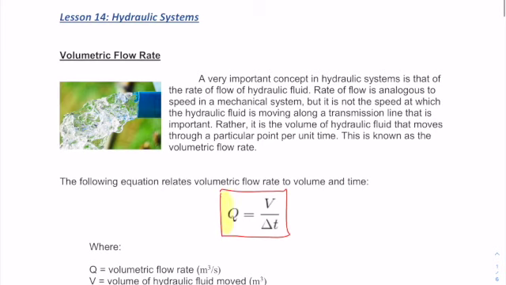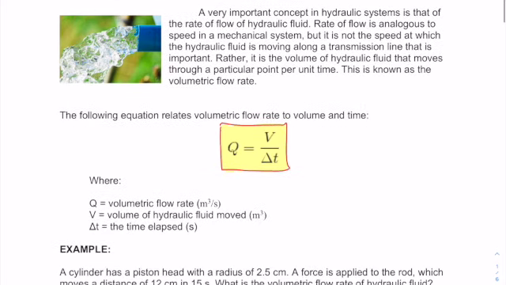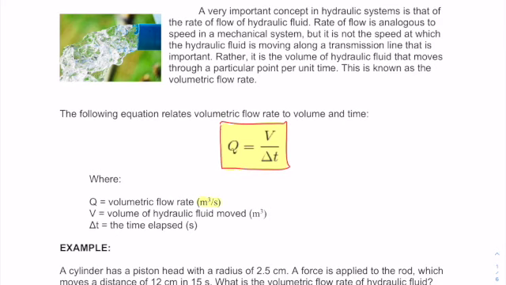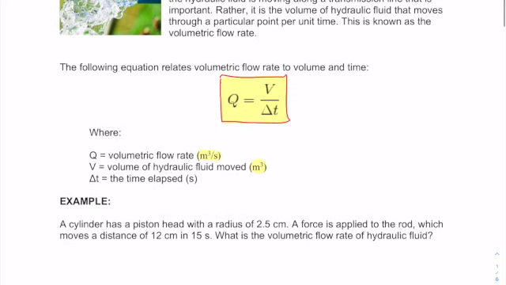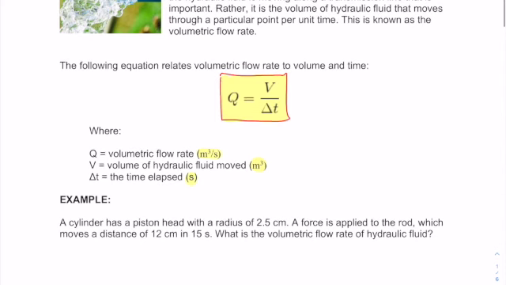Q is equal to V over delta T, where Q is the volumetric flow rate in meters cubed per second, V is the volume measured in meters cubed, and delta T is the elapsed time measured in seconds.